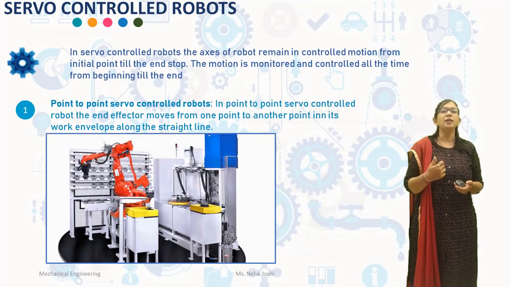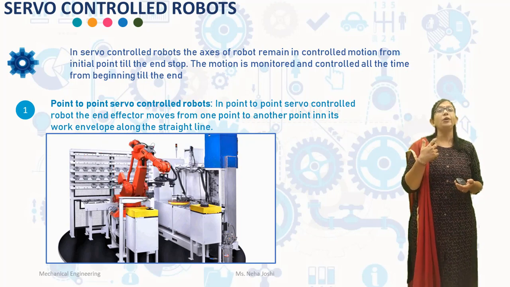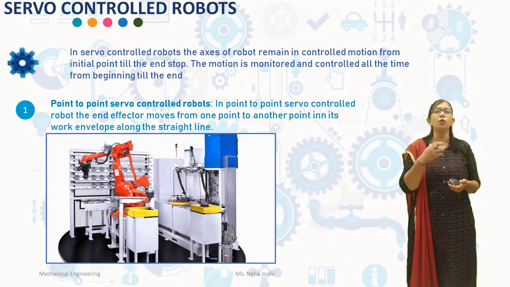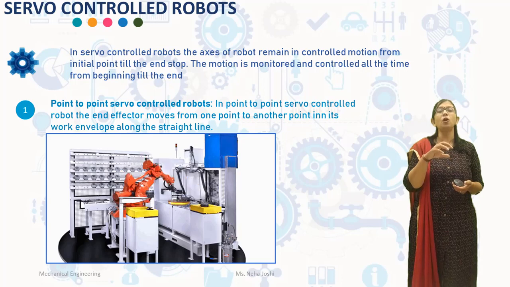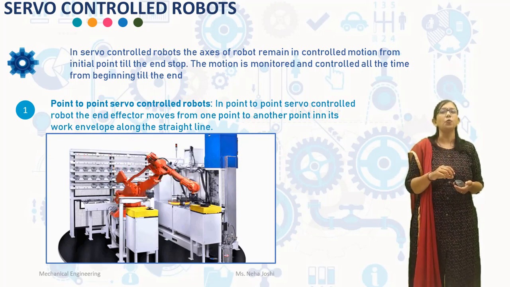Now, the first type of servo control robots, as we earlier discussed, is the point-to-point servo control robot. In a point-to-point servo control robot, the end effector moves from one point to another point in its work envelope along a straight line. The path of motion between the two points cannot be controlled. However, the velocity and acceleration of motion between the two points can be controlled.